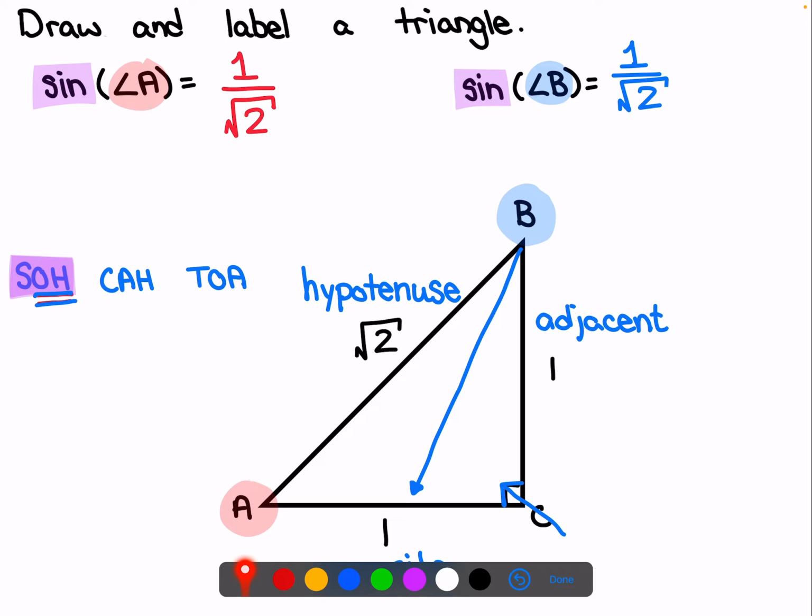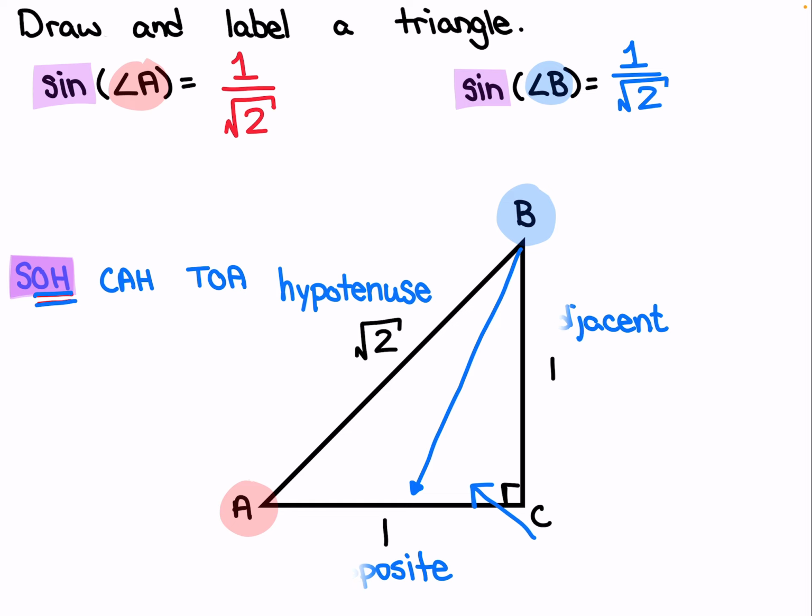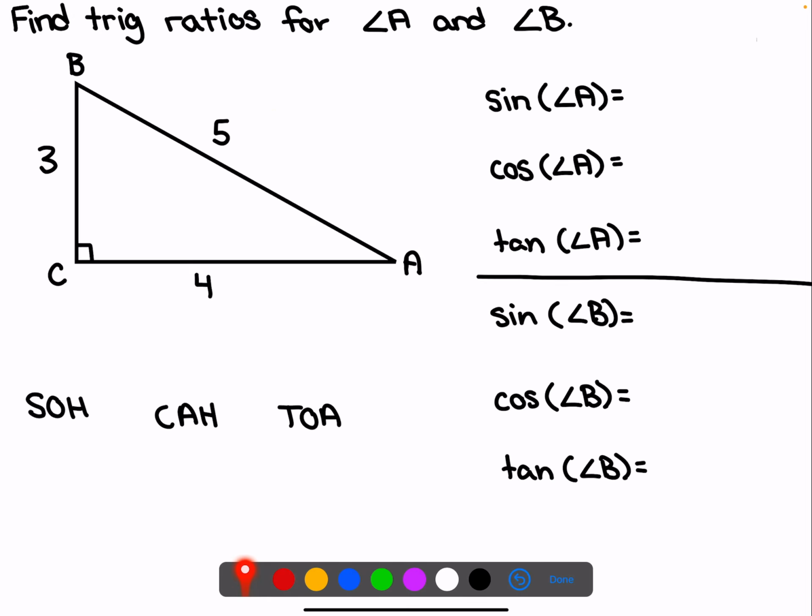All right, so that's just being able to draw and label a triangle with Soh-Cah-Toa. Next, we're going to be looking more so at the ratios. So next up, find trig ratios for angle A and angle B. So we have all of them here. Now, something important that's happening within these right triangles is that angle A and angle B are complementary angles. They'll add to be 90 degrees. And the reason that they're complementary is because angle C is 90.